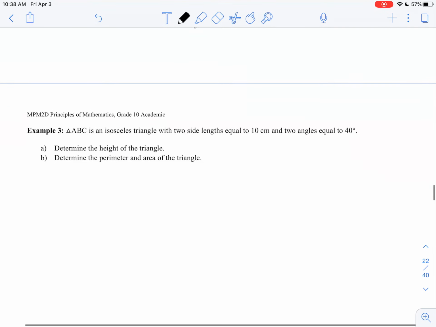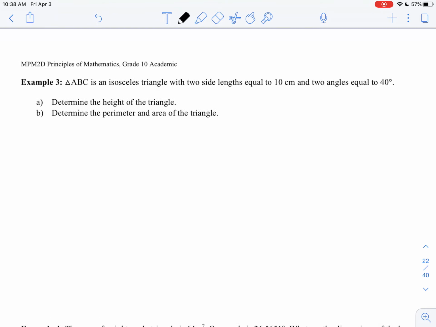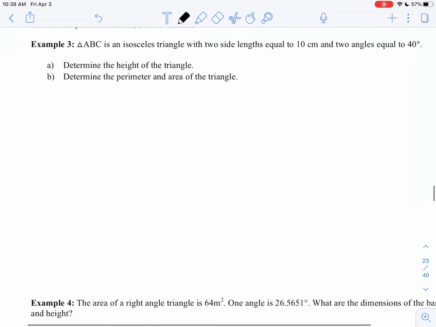Next one, example 3. Triangle ABC is an isosceles triangle with two side lengths equal to 10 centimeters and the two angles equal to 40 degrees. We know in an isosceles triangle, the base angles, the angles at the bottom of the two equal side lengths, have to have equal degree measurements. Determine the height of the triangle, determine the perimeter and the area of the triangle.